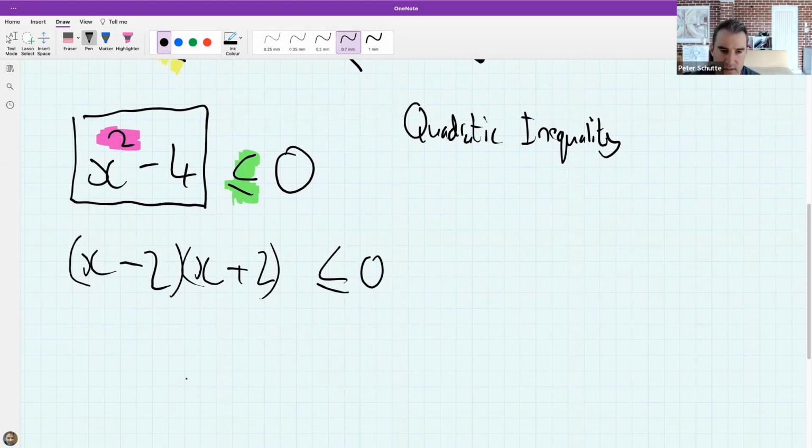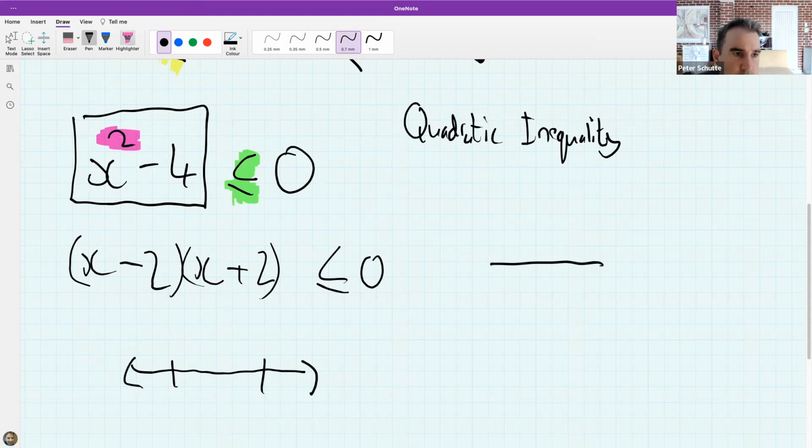Now, there are different ways of solving an inequality. There's one with a graph and there's one with critical values. So some people will draw a drawing like this. Let me do my way first, and then I'll talk about the other way.